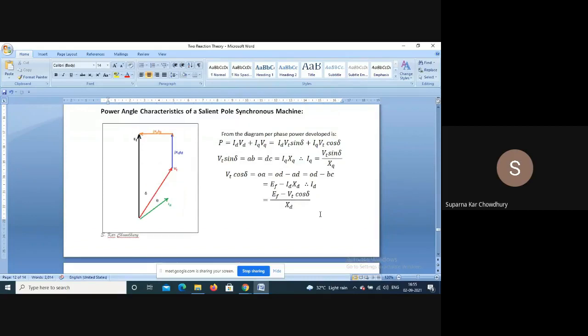So next is the power angle characteristic. We have derived the power angle characteristic for the cylindrical rotor. So similarly it can be derived for the salient pole machine. Now for that we take the approximate phasor diagram, that is neglecting Ra. So this is a phasor.